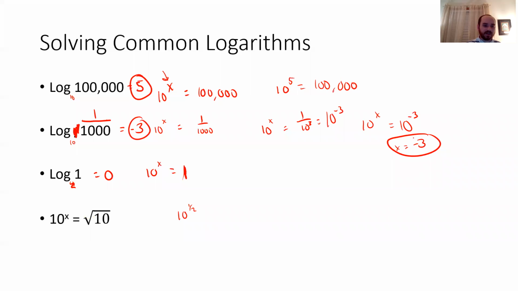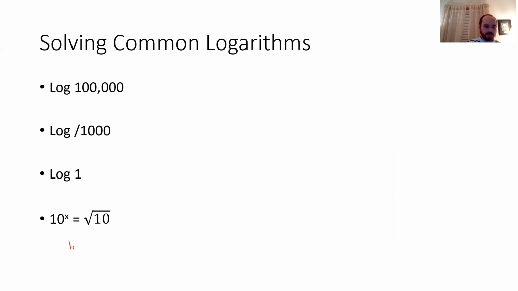So we have a log base 10 of 10 to the x, right? Log base 10 of 10 to the x would equal x.